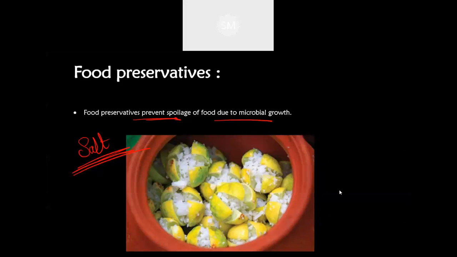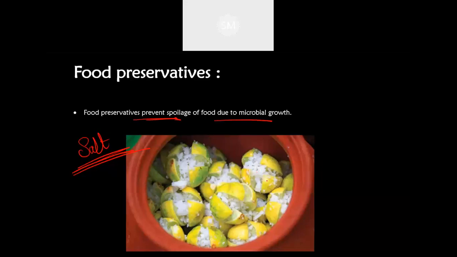Okay, yes, let me continue from here itself. That is food preservative. This was the last thing where I stopped in the morning session. So these are the substances which are used to prevent the spoilage of food due to the growth of microbes, or microbial growth can be prevented if you add these substances to the food.